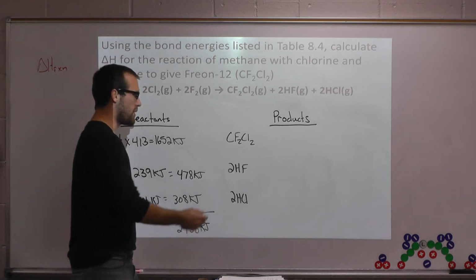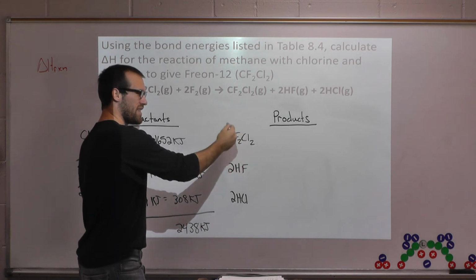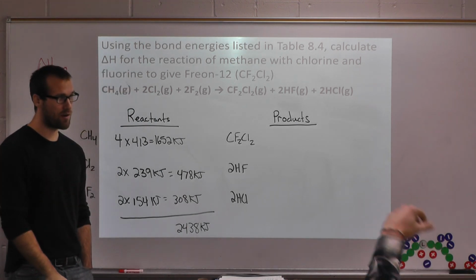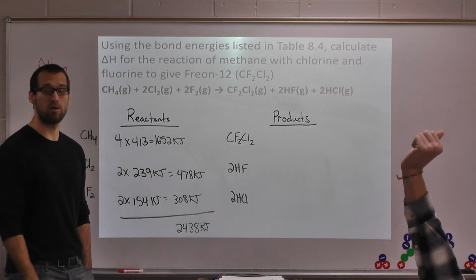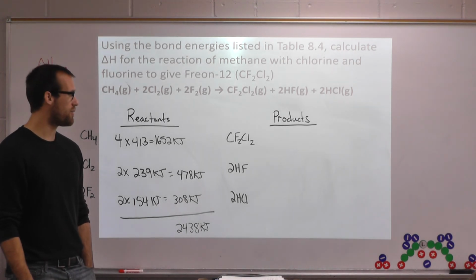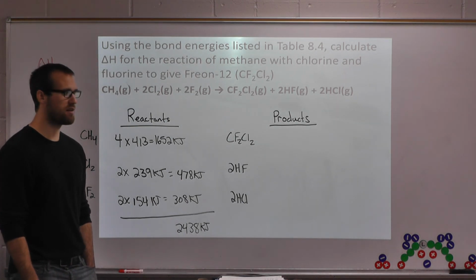Okay? Now be careful here. If you don't know what the shape and the Lewis structure of this look like in your head, write it out. Now I can do it in my head, and I'm assuming most of you can. Yeah? Okay, how many carbon-fluorine bonds do I have? 2. How many carbon-chlorine bonds do I have? 2. How many fluorine-chlorine bonds do I have? 0. Okay?